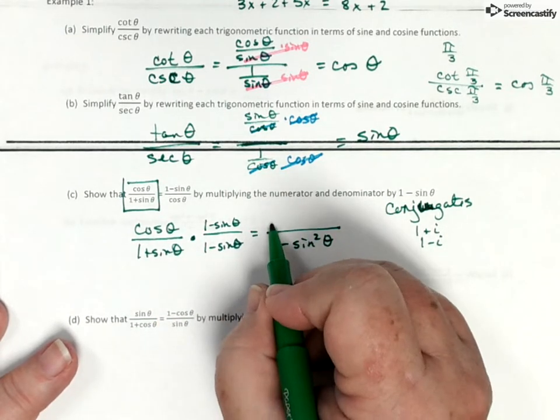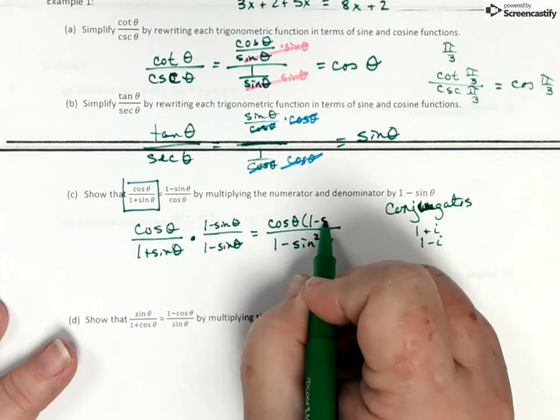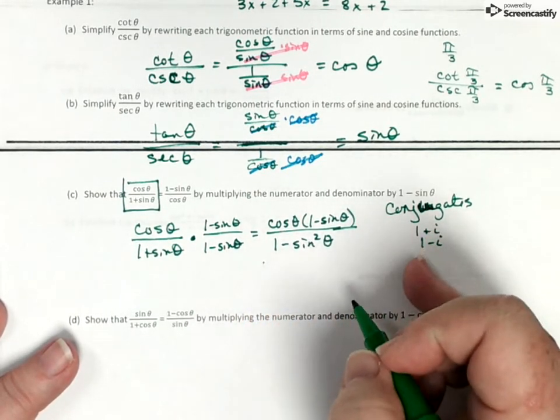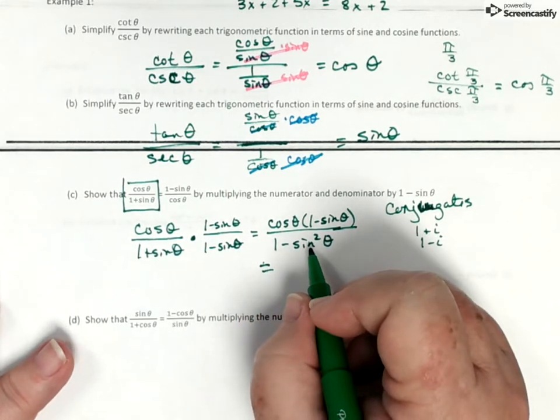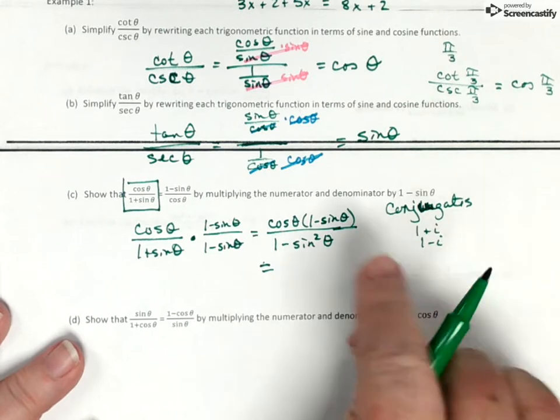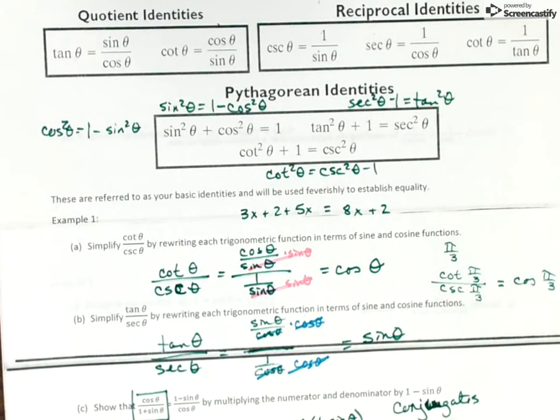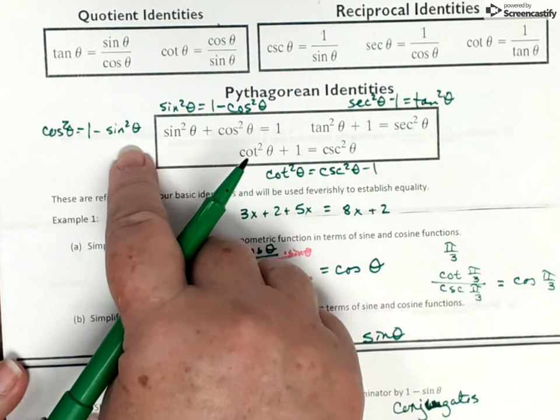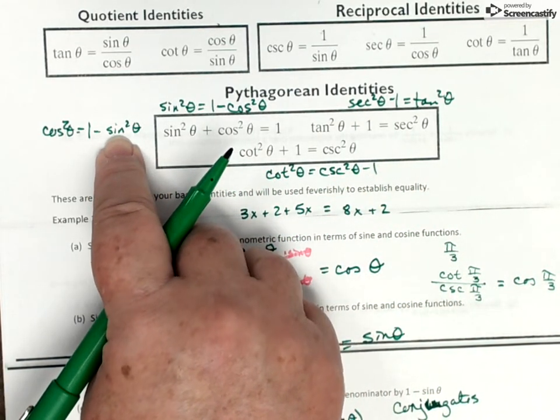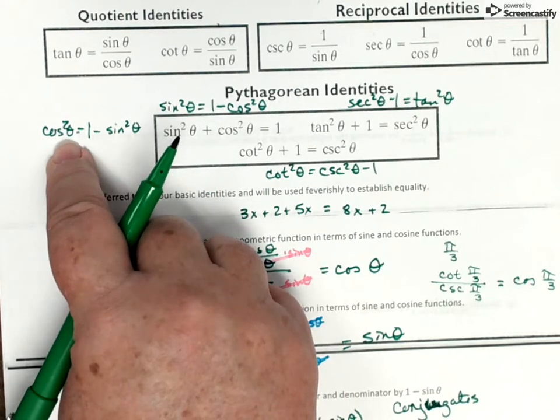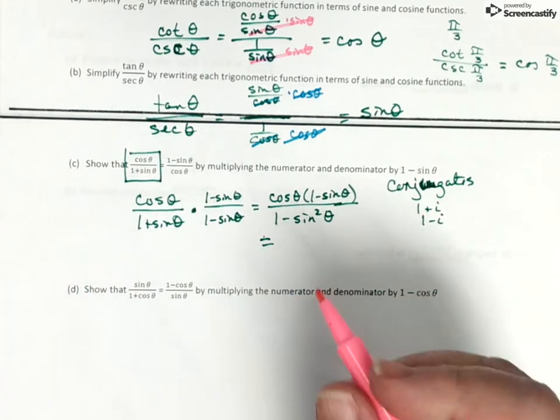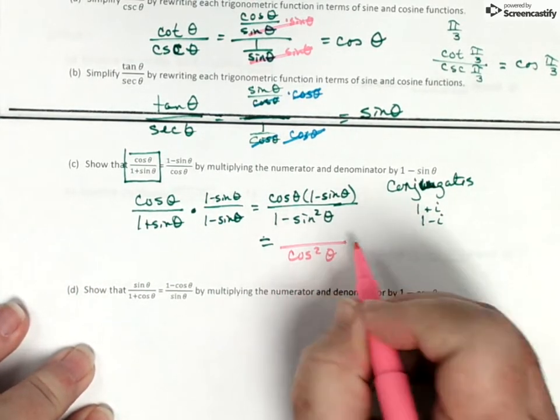And on top, I've got cosine of theta times 1 minus sine of theta. We're not going to worry about distributing that out right now. I'm going to have to move down because I run out of room there. So now look at this identity, 1 minus sine squared theta. Look back at our fundamental identities. Do you see anything that looks like 1 minus sine squared theta? Look around in here in the Pythagorean identities, and we see that 1 minus sine squared theta is really a spread out way of writing cosine squared theta. So I'm going to go back to my problem and replace this with cosine squared theta.